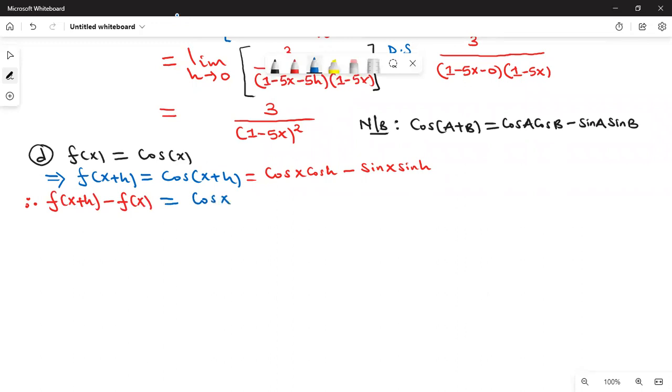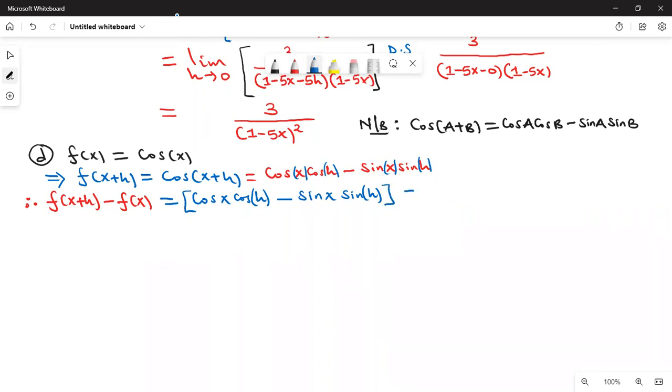cosine of x, cosine of h. Remember, this is cosine of h. Don't confuse it with the hyperbolic cosine. Again, here, don't confuse with the hyperbolic sine. Very important. So I'll use bracket there. Then minus sine of x times sine of h. This should be in bracket, so that we don't confuse that with the hyperbolic sine of h. Now, this is the first bracket for f of x plus h.